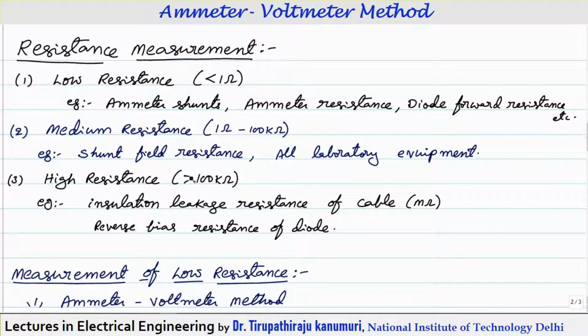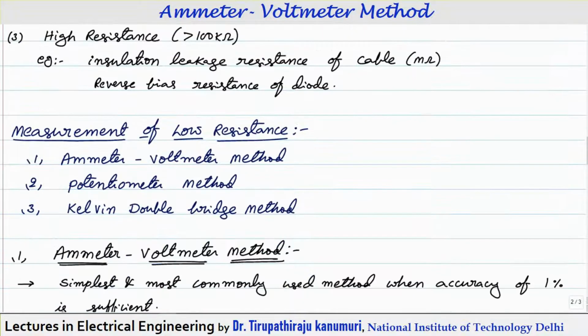And if the resistance is greater than 100 kilo ohm, that is called high resistance. An example of high resistance is the insulation leakage resistance of your cable. For whatever cable we are using in our home, ideally the resistance of that insulation will be infinite, but practically there will be some leakage resistance in mega ohm. Similarly, the reverse bias resistance of the diode comes under the category of high resistance.